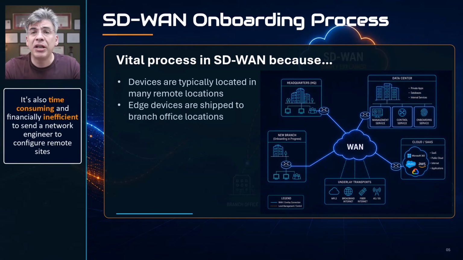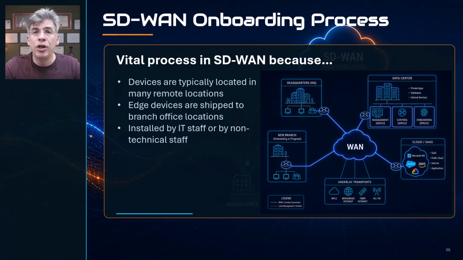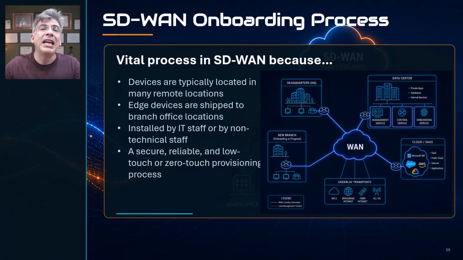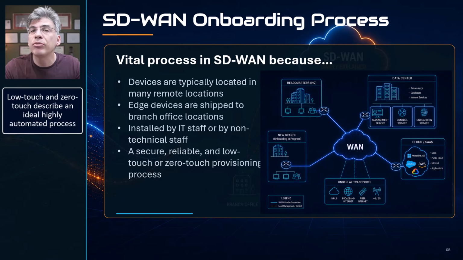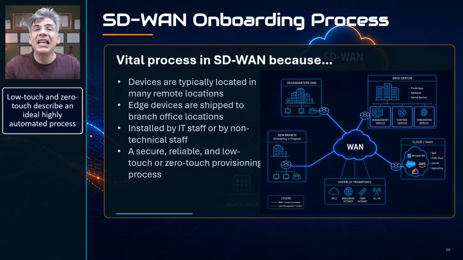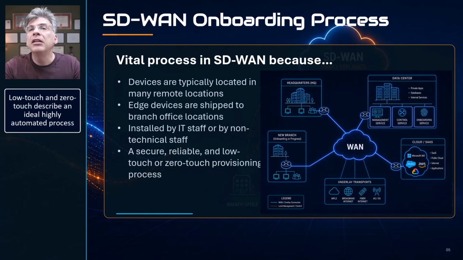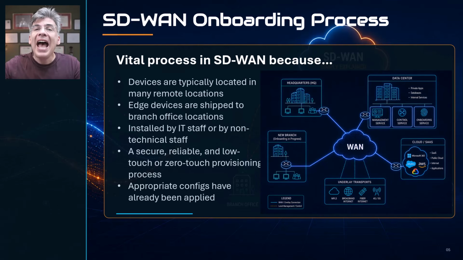A router may be shipped directly to a branch office, it may be connected by local IT staff, and in some cases, it may be connected by someone who is not a network engineer. So the device needs a secure and reliable way to come online with minimal local configuration. This is a highly automated process, often called zero-touch provisioning or low-touch provisioning. This simply refers to the fact that the installation itself involves very few configuration steps. This assumes, of course, that the appropriate configurations have been applied to the device before it has been shipped out.